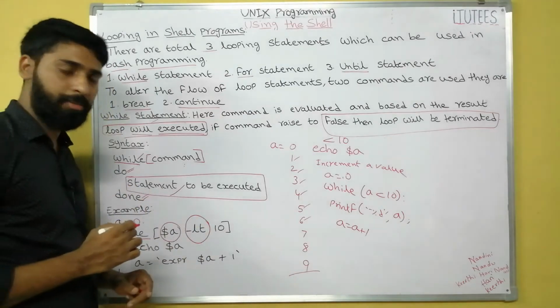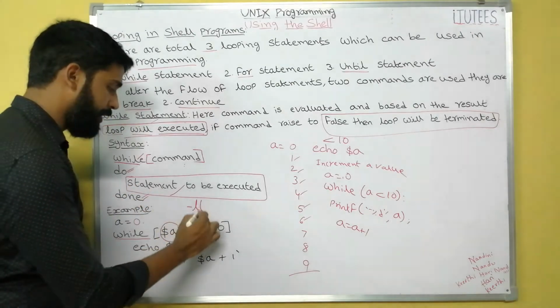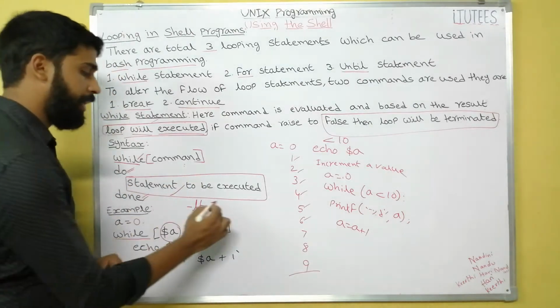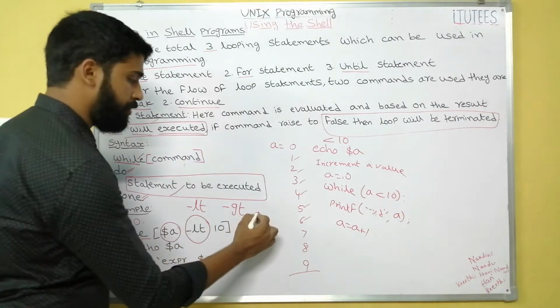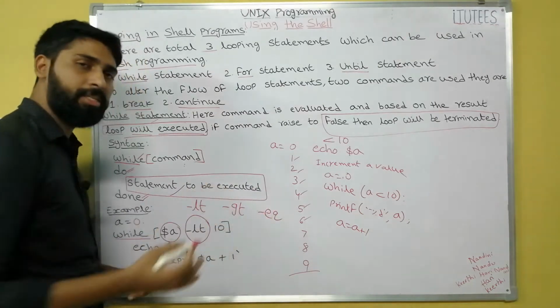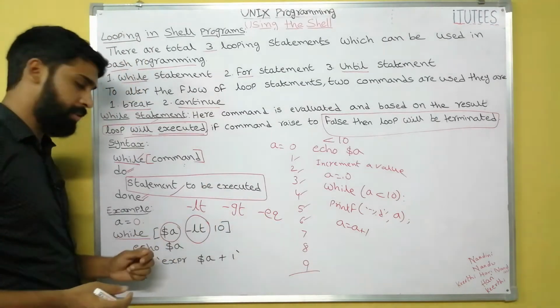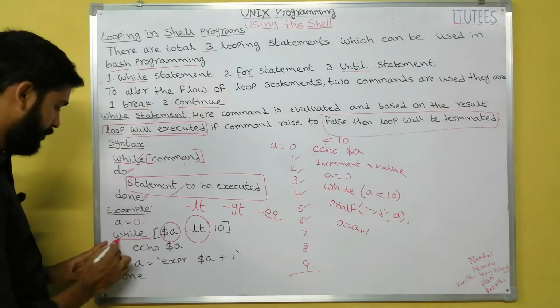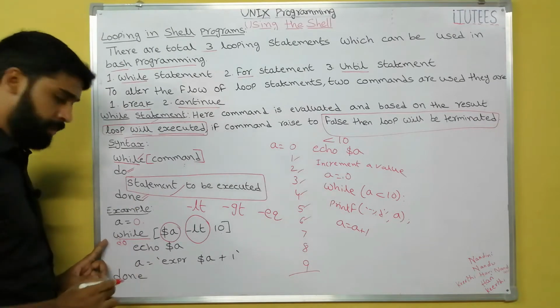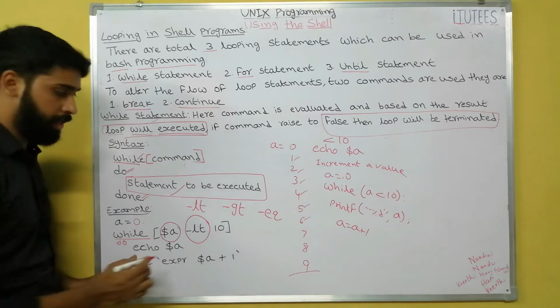How do we write less than? Hyphen LT. If it is greater than, hyphen GT. If it is equal to, hyphen EQ. We can discuss these in the remaining examples. Then 10. Then we write do. Yes, do echo $a.